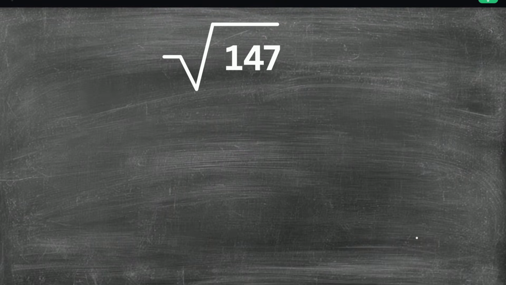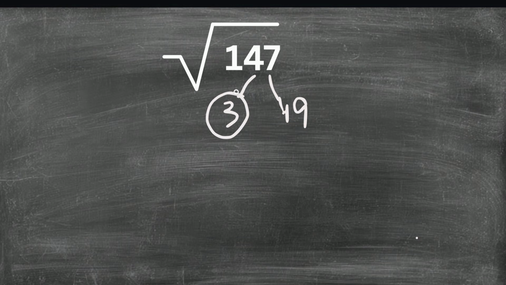How do you simplify square root 147? Well, let's go ahead and get started. I like to create a factor tree first to get all the prime numbers. So let's get started with that. We have 147, which can go 3 times 49 and circle the 3 because it is prime.